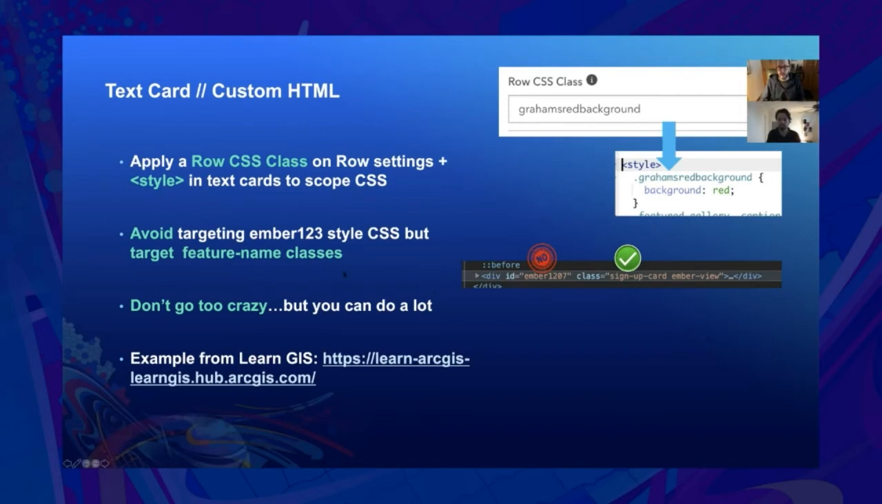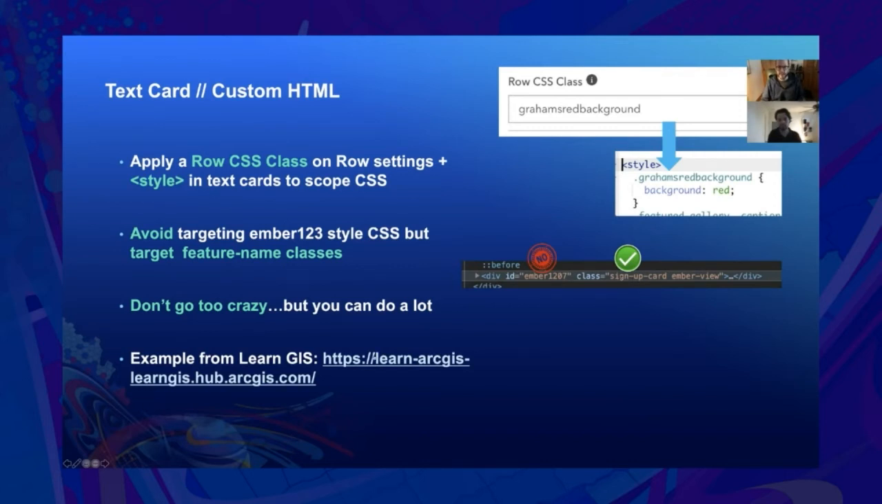When you're targeting Hub features, don't use the IDs that are generated by our framework. Use the class names that have the feature sounding thing. So if you wanted to target that signup card and make it swivel or do something when you mouse over it, you could do that by just targeting class signup card. Don't target the literal IDs. These numbers can change. This should stay the same.